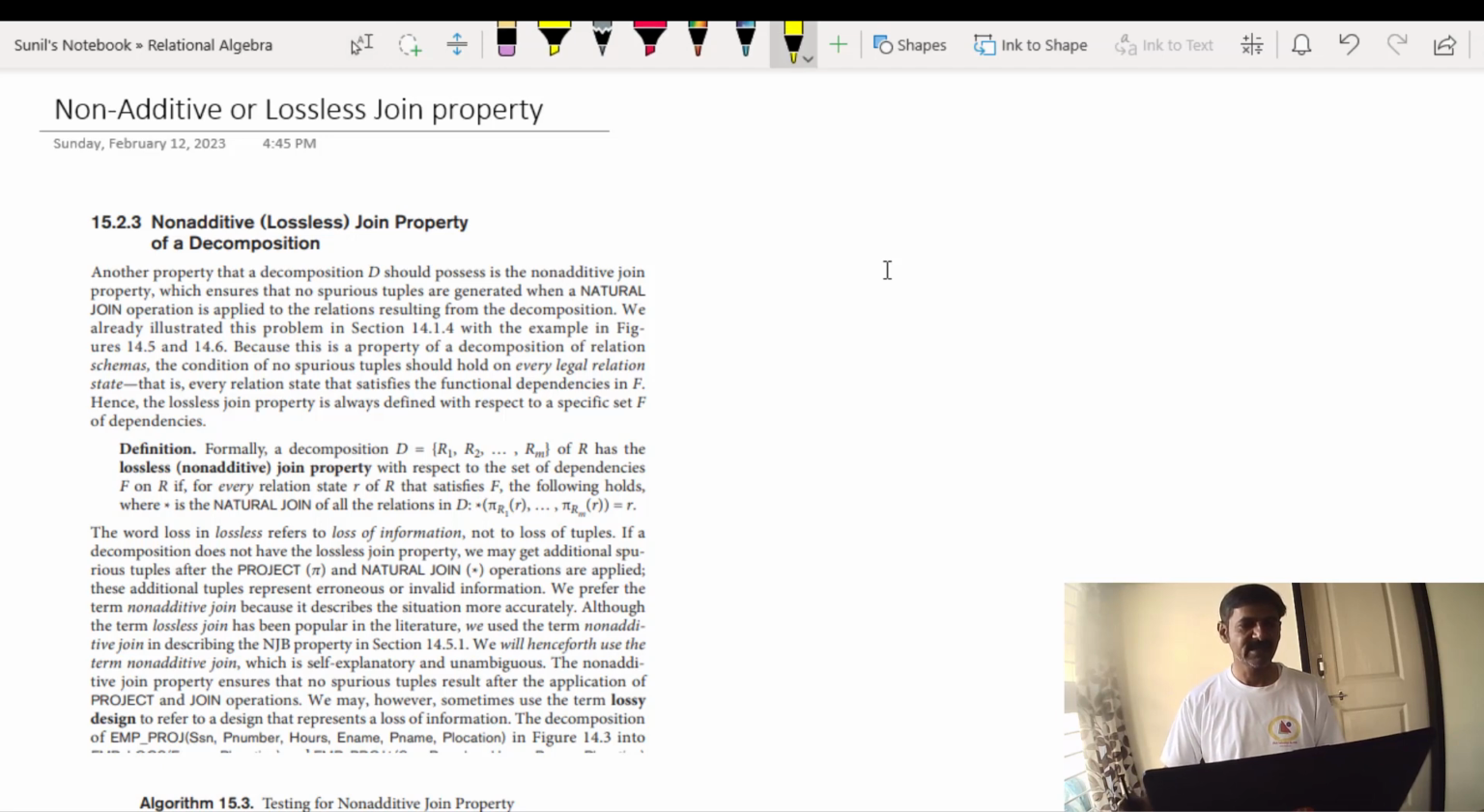If you look at the definition that is given here, a decomposition D comprising of several relations R1, R2 up to Rm has lossless join property with respect to a set of given functional dependencies F if for every relation state r of R that satisfies F, the following condition holds. That is, the natural join of all the subrelations should result in the original relation. Assuming that we have n relations along with their states.